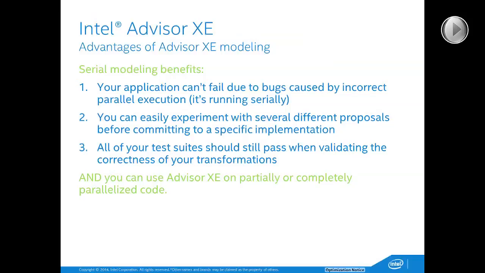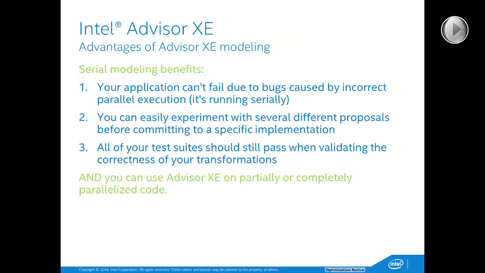So what are some of the advantages of using a tool versus just jumping in and trying to do this naively? There's some advantages. We allow you to model your code while it's still serial. So you aren't going to fail due to bugs you've put in when you've guessed about parallel execution. It's still executing in serial. We're just figuring out what would happen if you executed it in parallel.